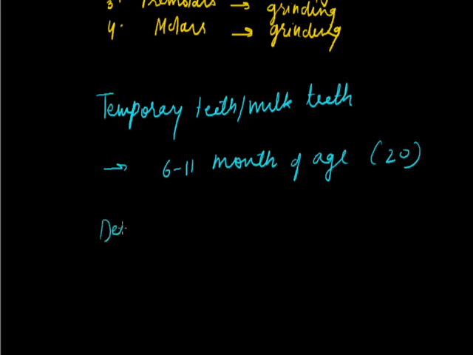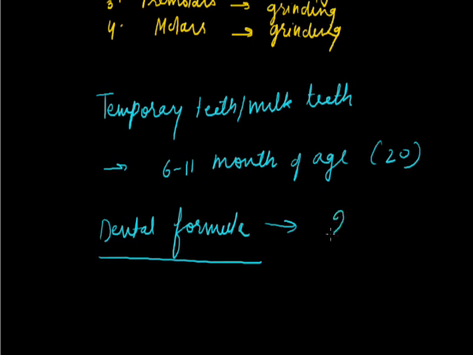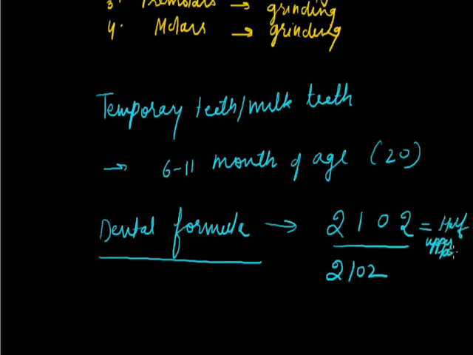If we talk about the dental formula, it is a formula which explains the number and the types of teeth in a particular individual. The dental formula of a child is 2102 upon 2102. Now what is this 2102? The upper portion 2102 is the half upper jaw. And the 2102 written on the lower side is the half lower jaw.